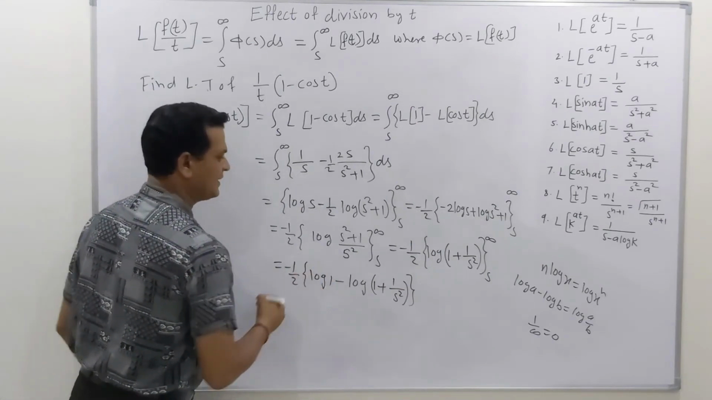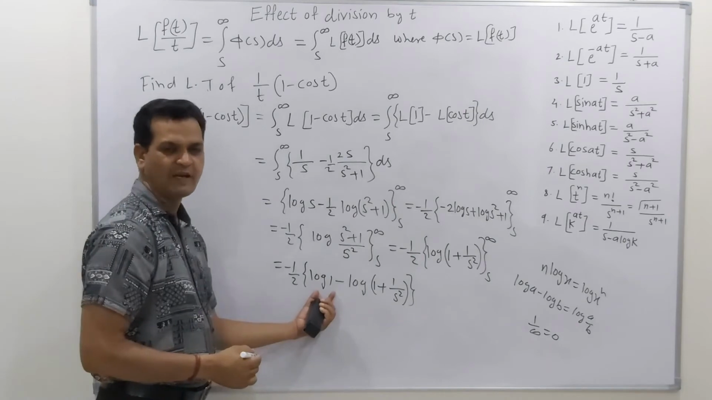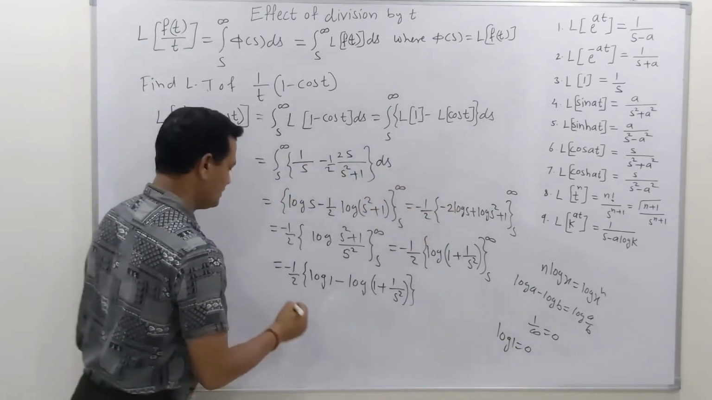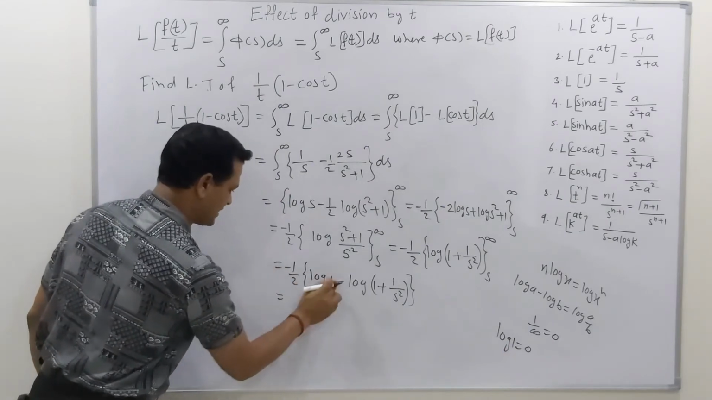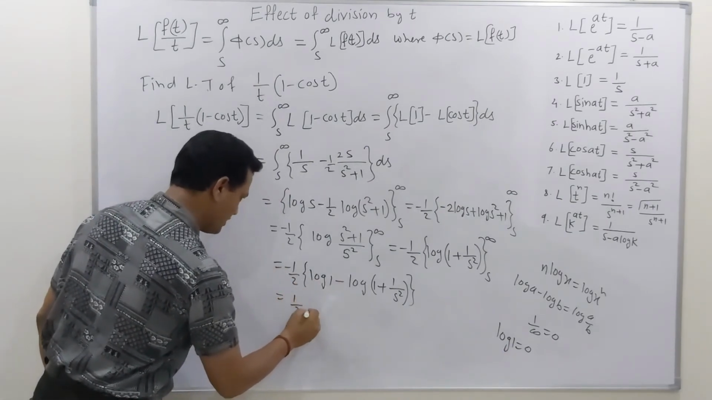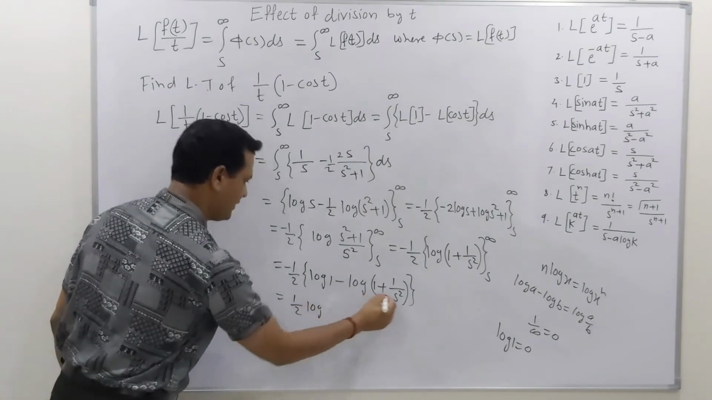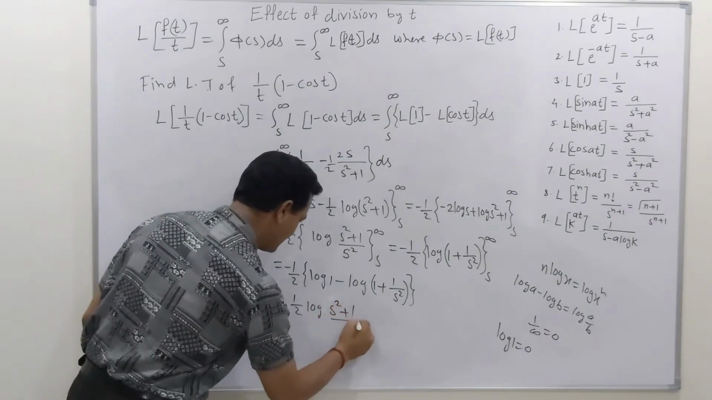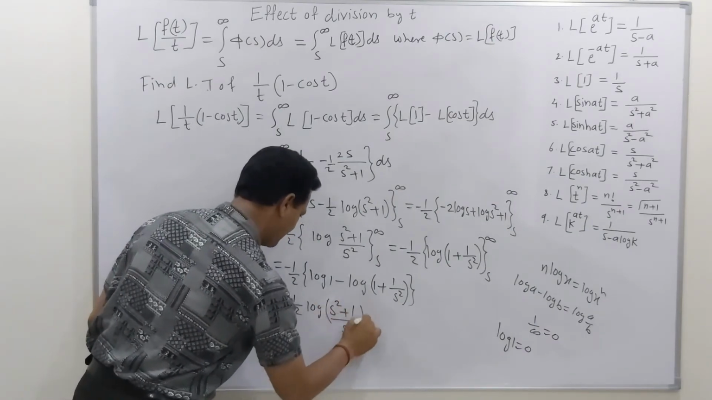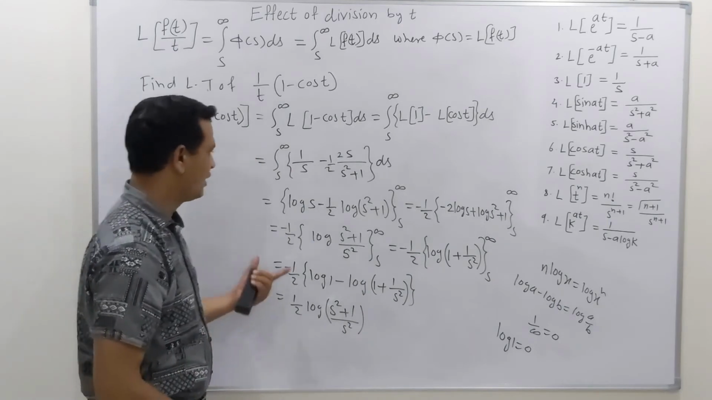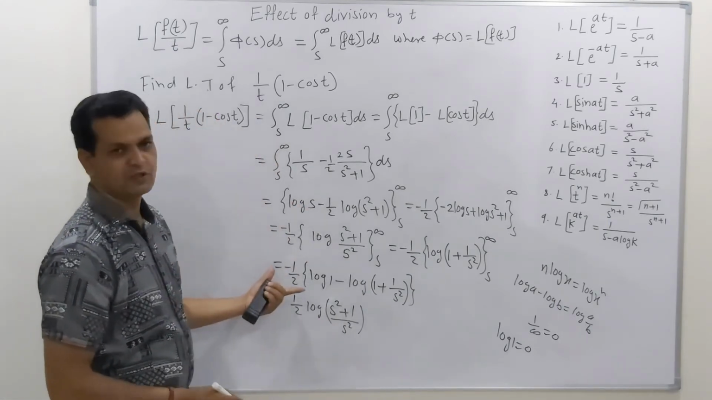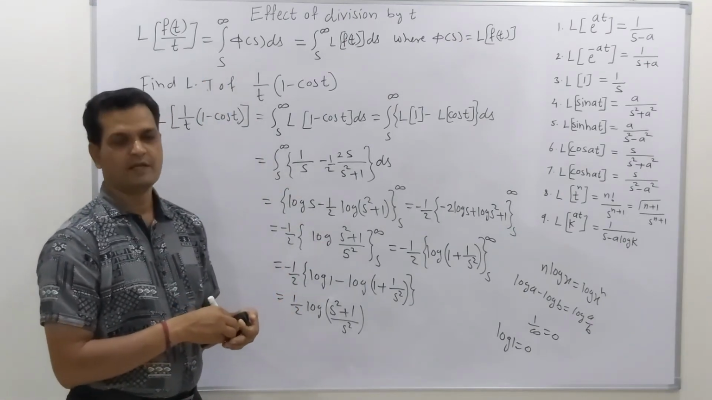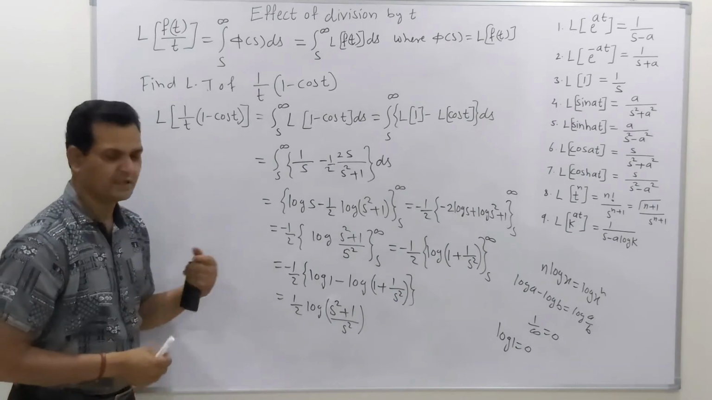Before simplifying this term, the value of log of 1 is 0. Then minus minus becomes plus, so this is 1 upon 2 into log of, if we readjust this term, s square plus 1 upon s square. In this way we reach the answer of the given question. This is one of the simple questions for learning the effect of division by t property. So this is the third example.